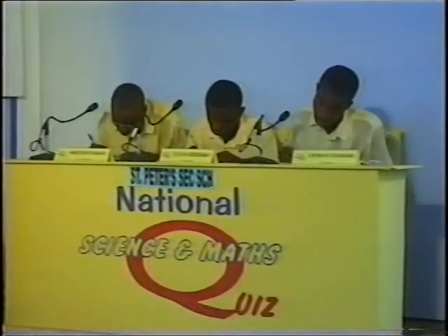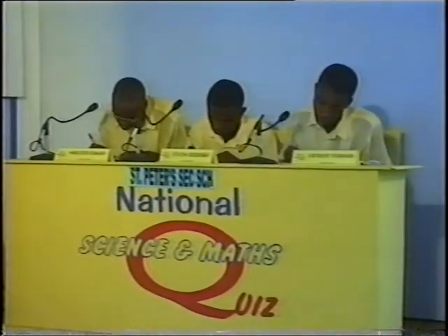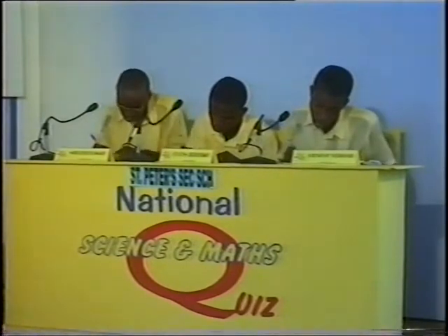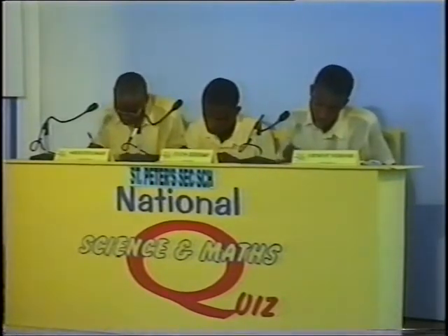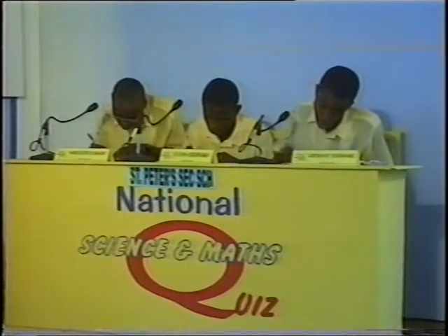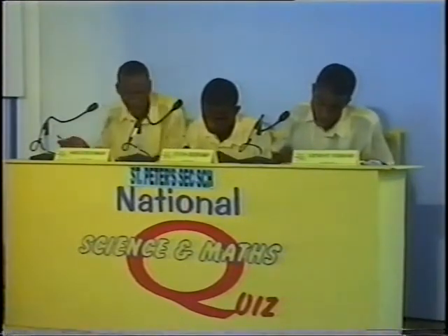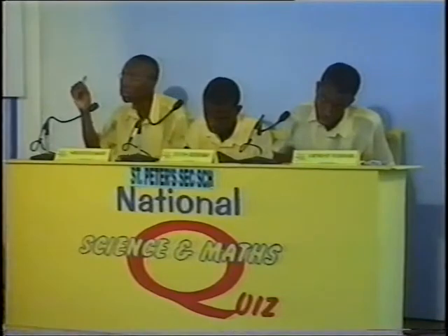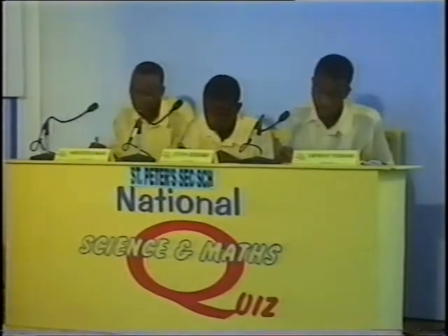Your question, St. Peter's. Given that the maximum potential energy at the lowest point is 0.4 joules, what is the speed of the ball at the lowest point? Neglect friction. Shelter? 4 meters per second. It's 4 meters.